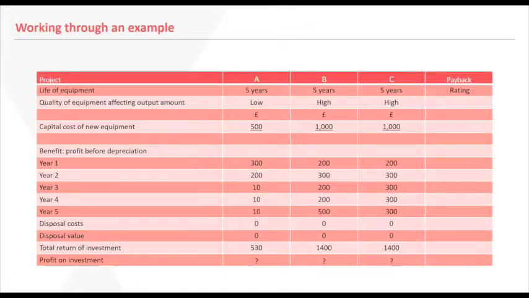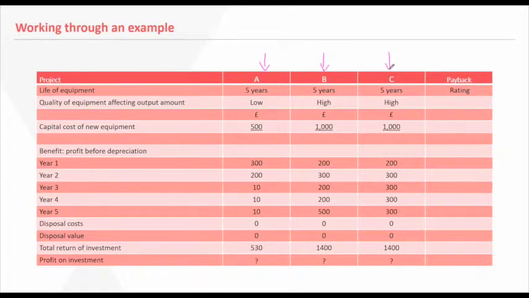So let's look through and work through an example. These figures are actually available in the online environment. You'll see there's a document that you can download so that you can go and work through this yourself and have a look at these numbers. But essentially what we've got are 3 different potential projects. So project A, project B, and project C.